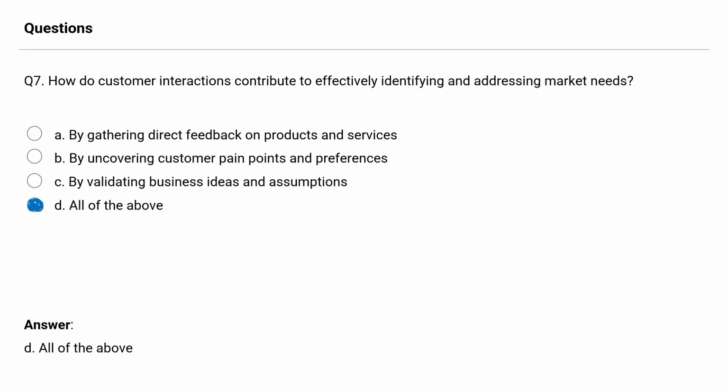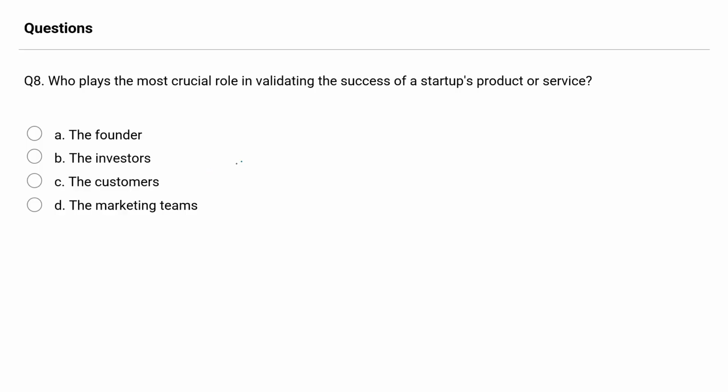When you do interact with the customers, you gain direct feedback on the products or services. You uncover the customer pain points. What are the challenges they are facing? What are their preferences? You also validate your business ideas and assumptions. And all this is happening just by one thing, customer interaction. Right? It's very, very critical. You must do it. All of the above is the correct answer. Let's proceed to our eighth question.